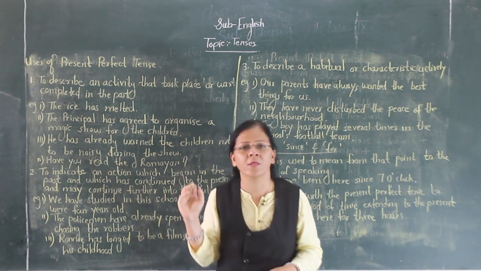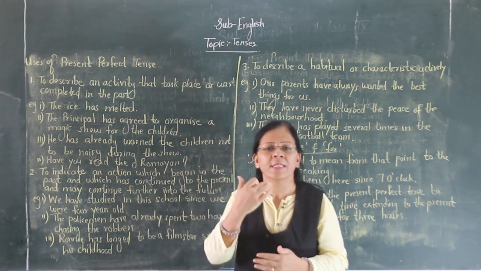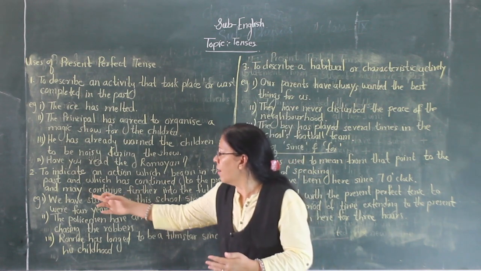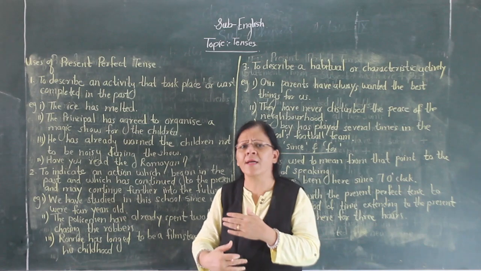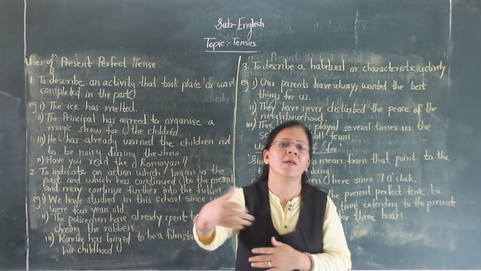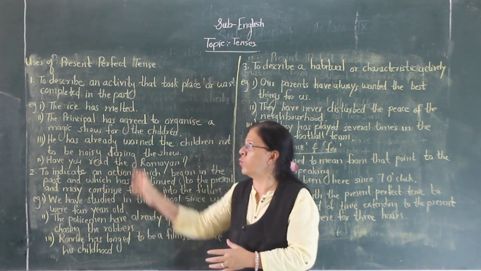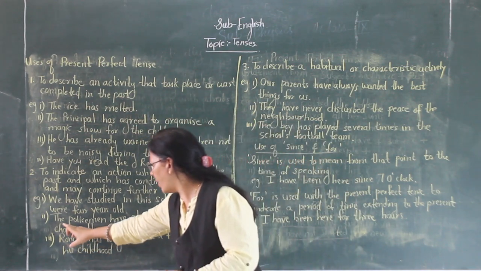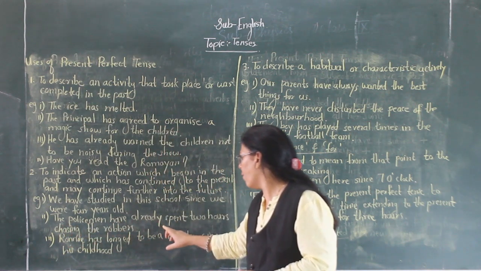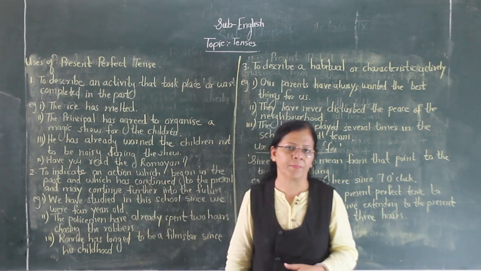Since we were 4 years old. Still now that action is going on. Still we are studying in the same school, and maybe this activity will go on in future also. So to describe such events, we use present perfect tense. Second example, the policemen have already spent 2 hours chasing the robbers.